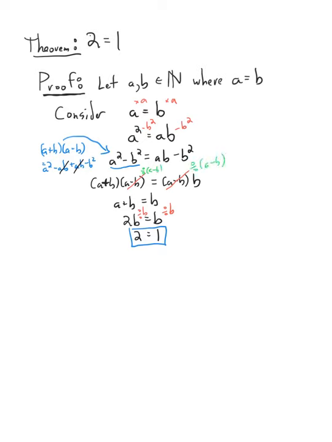Okay, so what? Who cares? But remember, what did we start with? We started with a equals b. So if a equals b, what's a minus b? Well, a minus b must be 0. If they're the same number, if you subtract them, of course you're going to get 0.